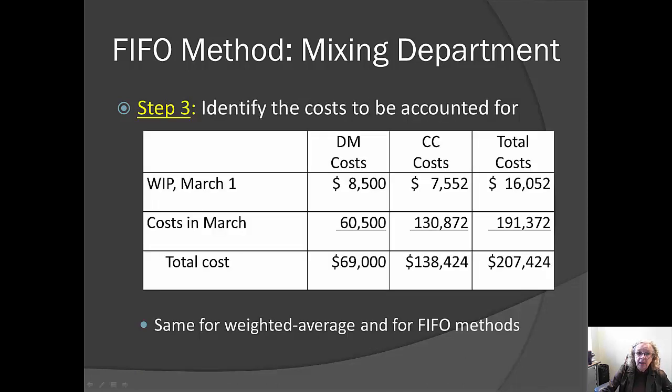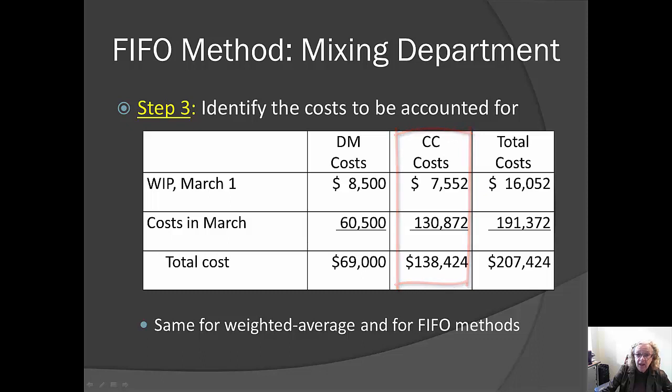Step 3 is where we identify all of the costs. So this step is going to be done in the same way as it is done for the weighted average method. We know the dollar value of materials in our work in process beginning balance. We can add the materials that were added in March. That gives us our total materials. We can do the same thing for conversion costs.